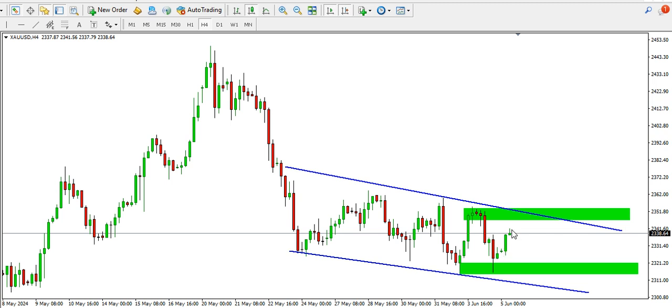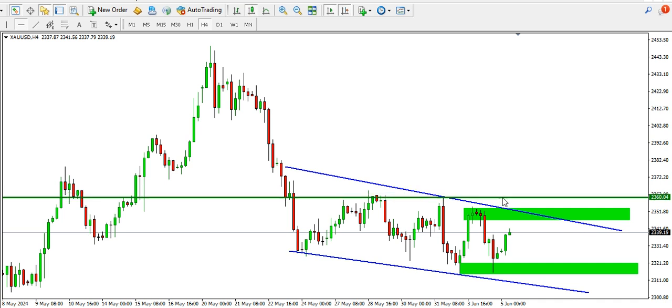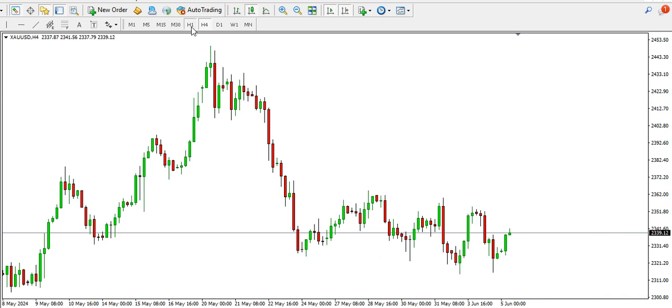A break above the 2351, we have another layer around here. That's the 2360. So price might continue to range for some time before the price of gold gets some impetus and either rockets to the top or falls. That's that for the 4-hour time frame. Let's look at the 1-hour time frame.